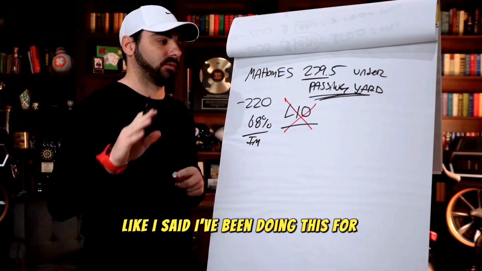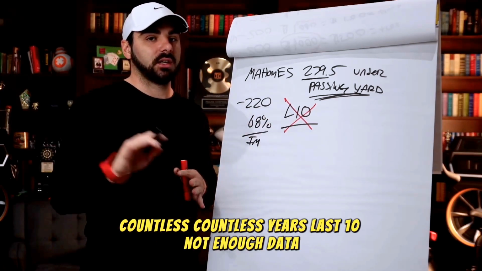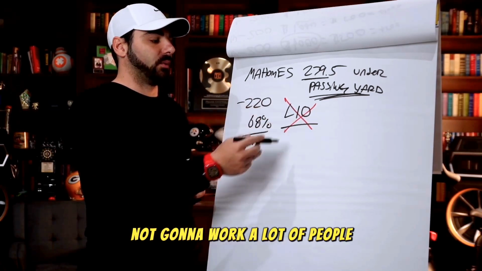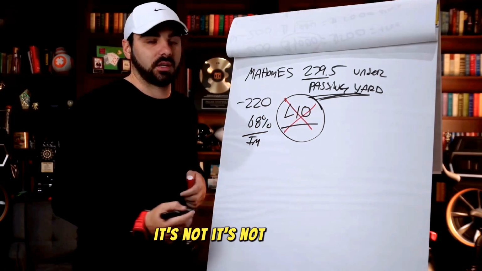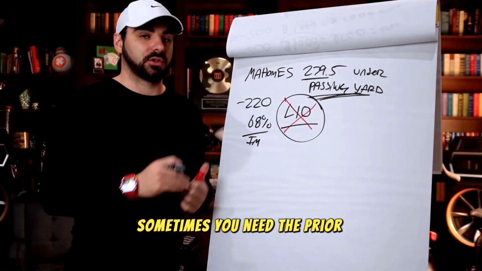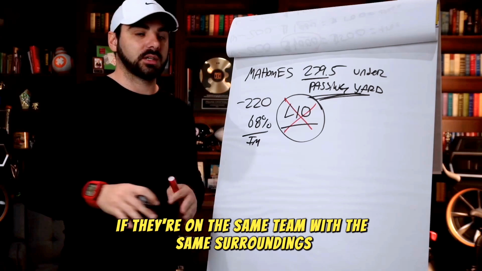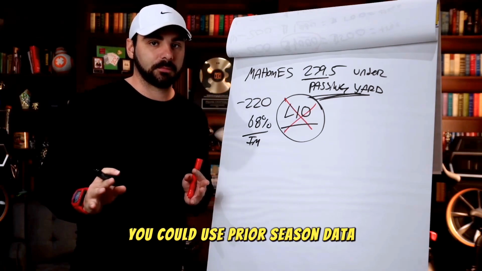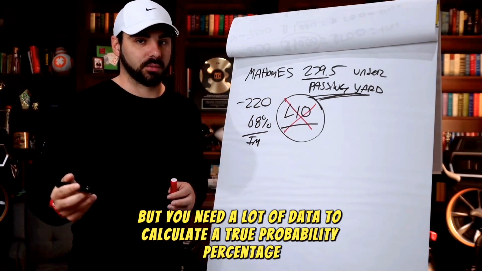Like I said, I've been doing this for years. Countless years. Last 10, not enough data, not going to work. A lot of people, a lot of apps think that this is your key. It's not. It's not your key. You need the whole season data. Sometimes you need the prior season's data. Okay? If they're on the same team with the same surroundings, you could use prior season data. But you need a lot of data to calculate a true probability percentage.